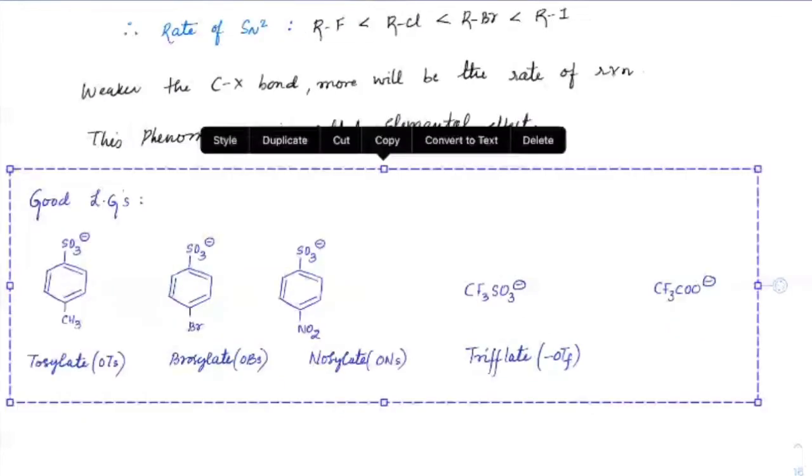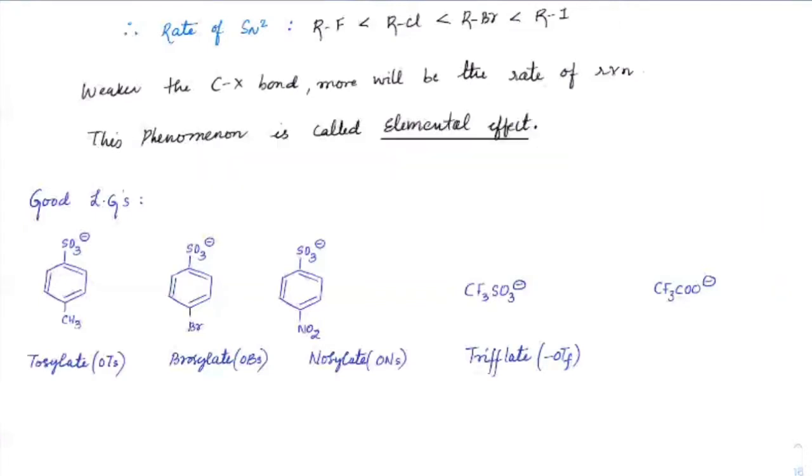I have already told you what those leaving groups are. I have put them again so that you can keep revising those names. OTs is called tosylate, where methyl is present. If bromine is present at the para position, you call it brosylate. If NO2 is present, nosylate. If it is directly connected to only CF3, this is triflate. These are very good leaving groups. In fact, CF3COO minus is also a good leaving group, but not as good as these.